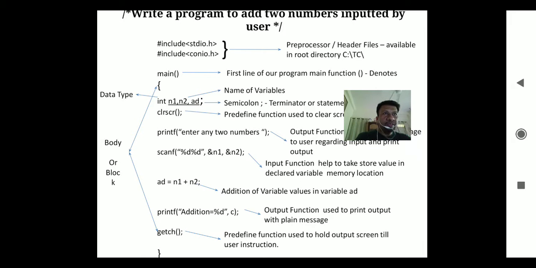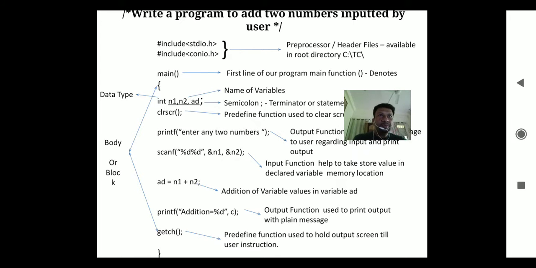The next line of the program is clrscr. clrscr is a function used to clear the screen. It is a predefined function, and the definition of this function is generally written in a header file. The clear screen function is used to clear the screen before input.